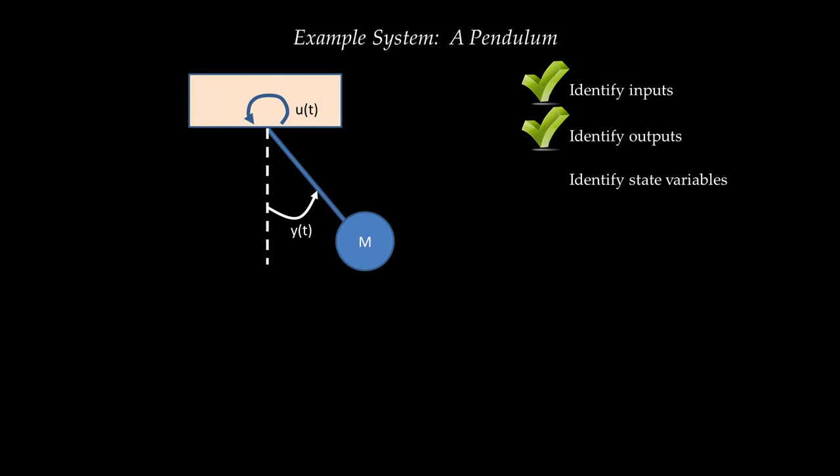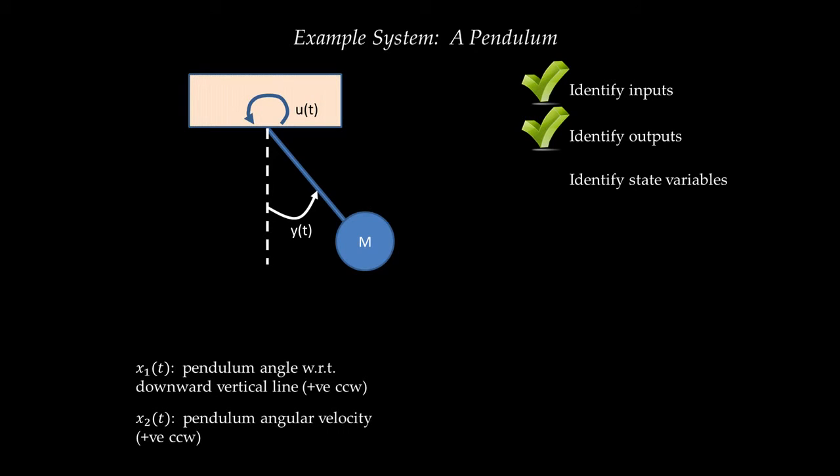In this particular case, the potential energy is a function of the angle of the pendulum relative to the vertical, and the kinetic energy is a function of the angular velocity of the pendulum. So it makes sense to make the state variables, number one, the angle of the pendulum with respect to the vertical line, the downwards vertical line to be specific, and I'm going to make that positive counterclockwise. The second state variable is the angular velocity of the pendulum, and I'm also going to make that positive counterclockwise. So at this point we've identified the state variables, and we're done with step number 3.